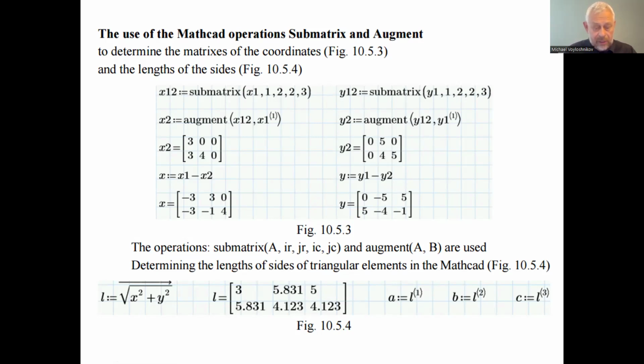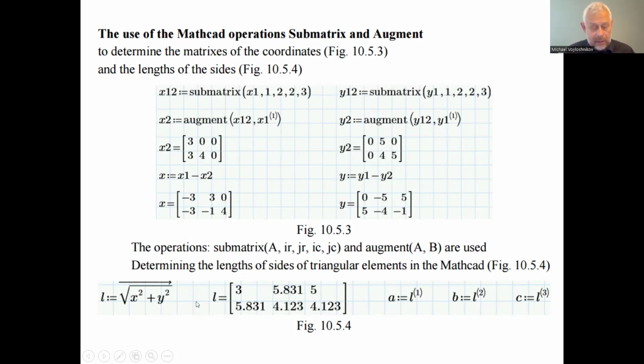We did that, and we can check. This is the assignment and definition. What does L mean? The length of the sides. These were the projections of the sides on the coordinate axis. This is the matrix of the lengths of the sides of the two triangles we have.